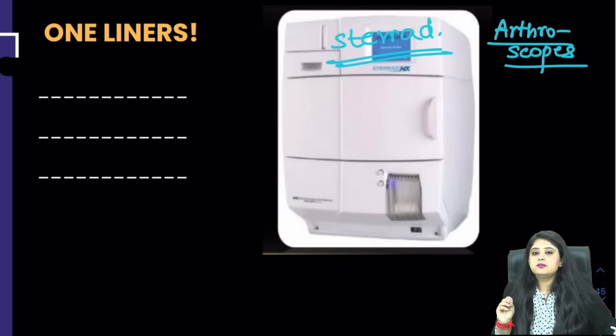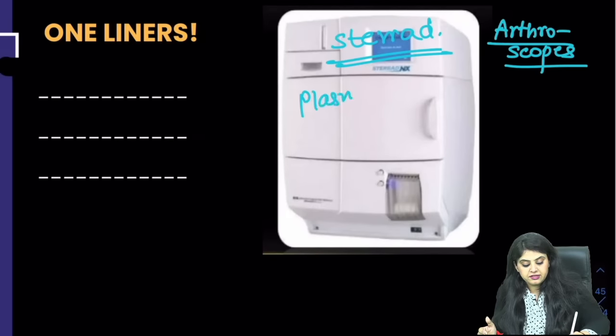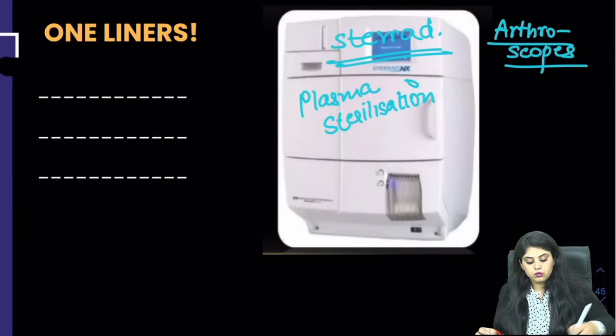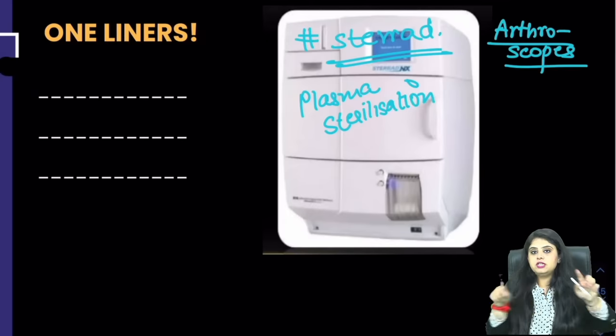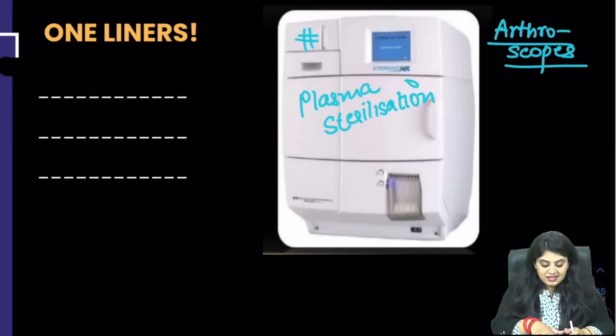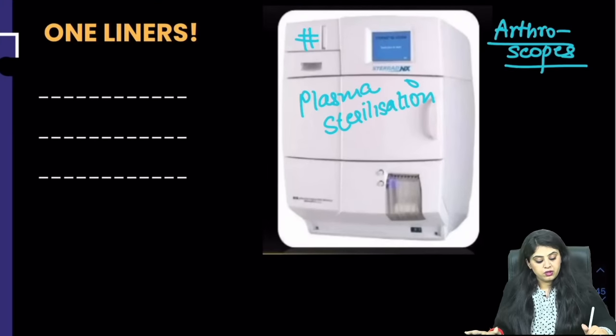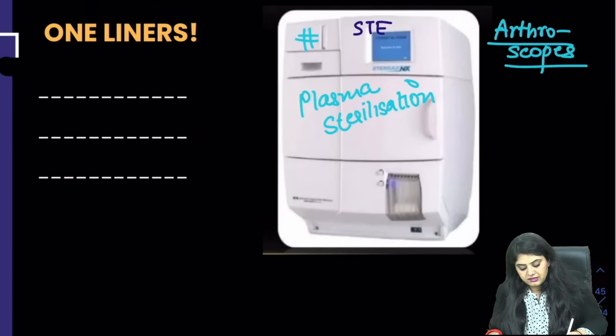Guys, ethylene oxide is more for cardiopulmonary machines. Sterad is something for plasma sterilization. Yes, so please remember that plasma sterilization is what you will prefer for arthroscopes, and that is what is gonna be the machine name. If you read a little carefully, and this will happen in INI also, dhyan se padho, there is a sterad written. So it might be written, it might not be removed also. So remember, this sterad is referred to as plasma sterilization.